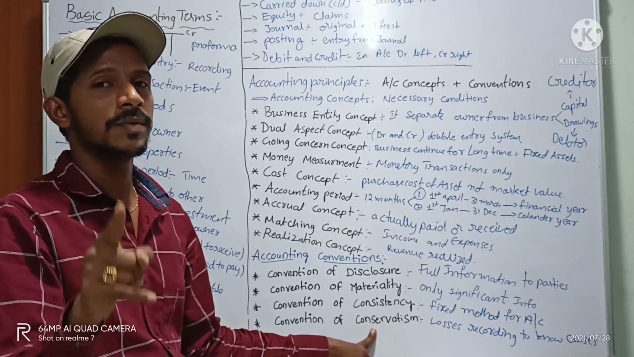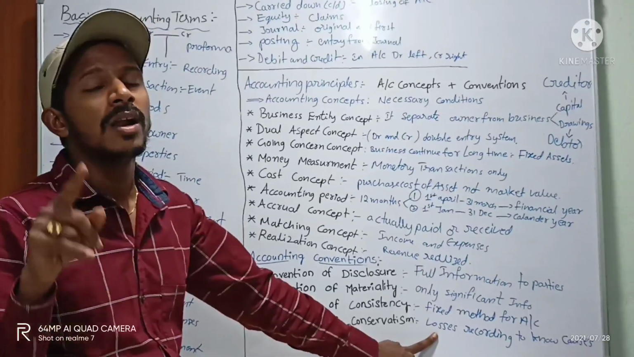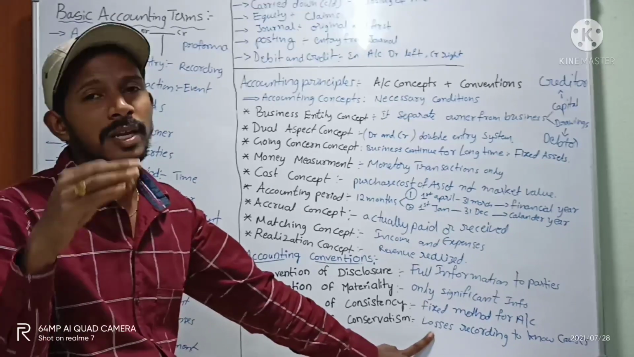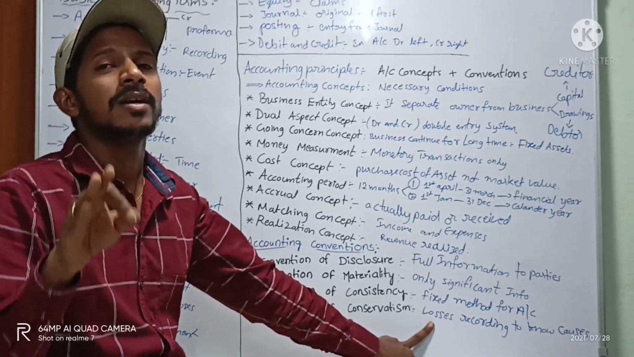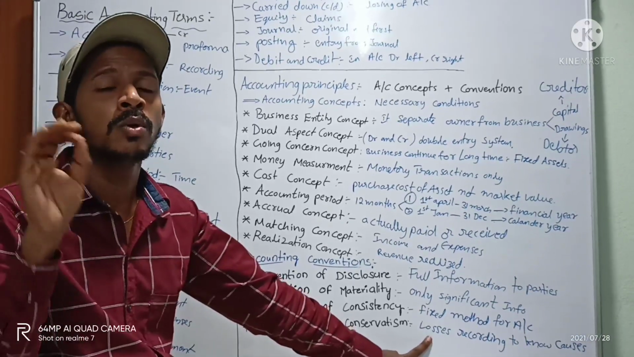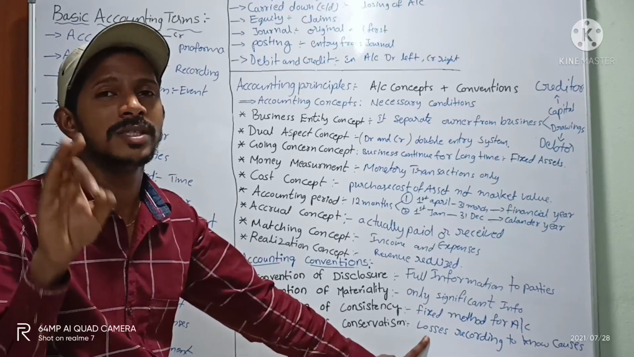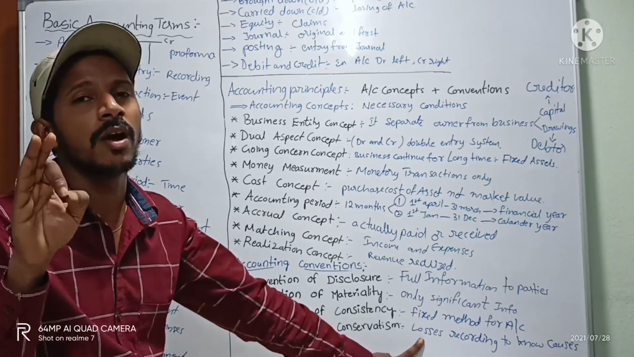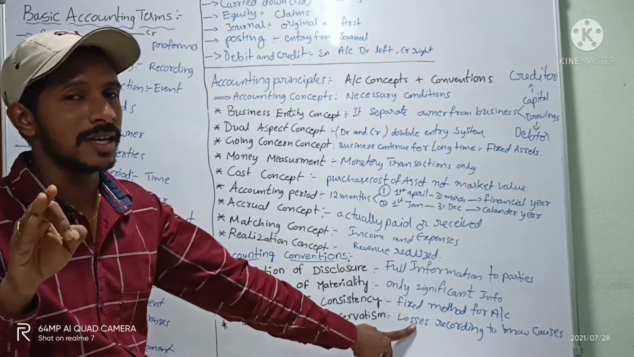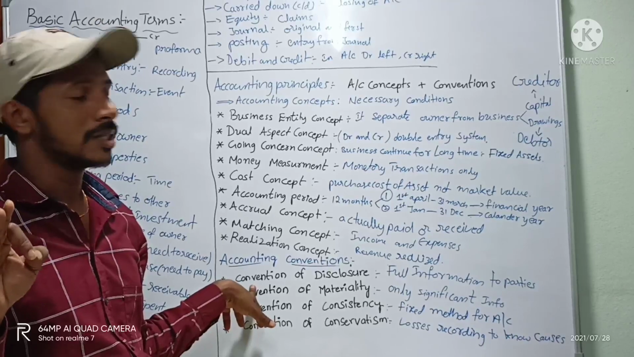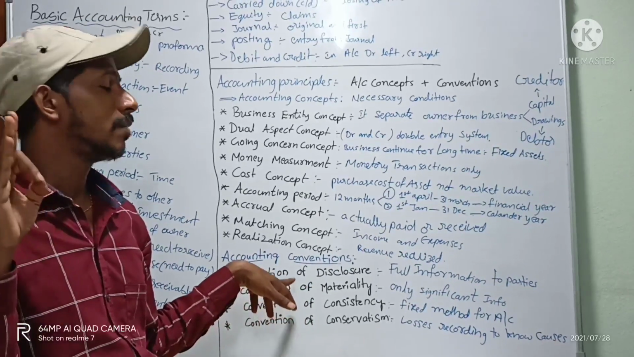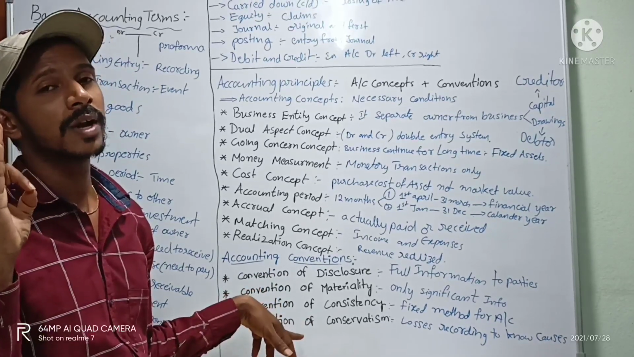Convention of conservatism says we have to record the losses compulsorily. Sometimes we can ignore the profit, but losses we have to record compulsorily. Why do we have to record the losses? To know the reasons why we are getting this loss in the business, we have to record the losses compulsorily. These are the four conventions: convention of disclosure, convention of materiality, convention of consistency, convention of conservatism.